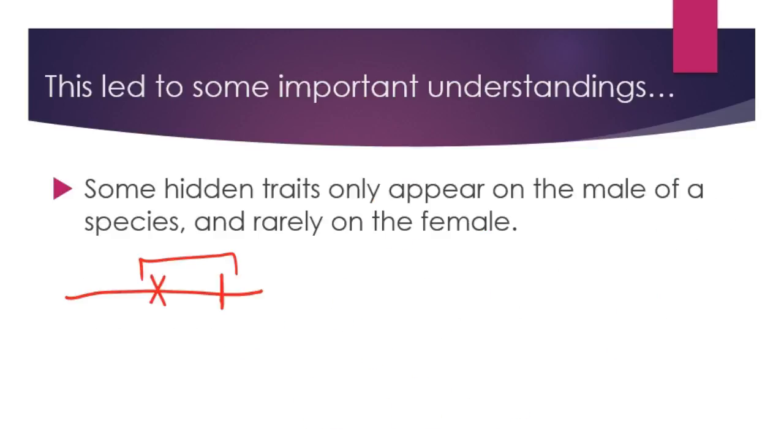And the last thing that they also noticed was that some traits only seem to appear on the male of a species and rarely in the female. This led scientists to believe that the traits must be closely together if they are related to sex. So they must be somehow recorded in whatever form of information transmission they're using closely together, so that when a sex is passed on to an organism, that trait is passed on with it.